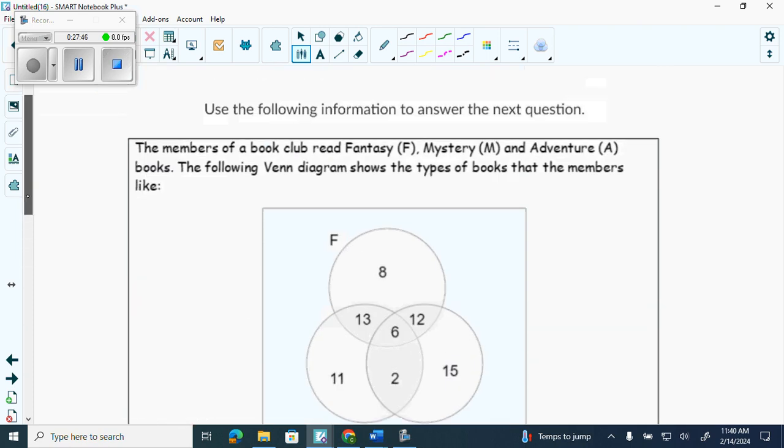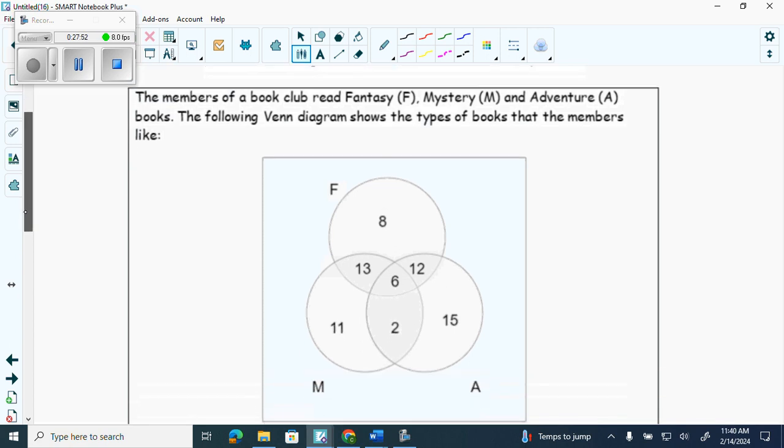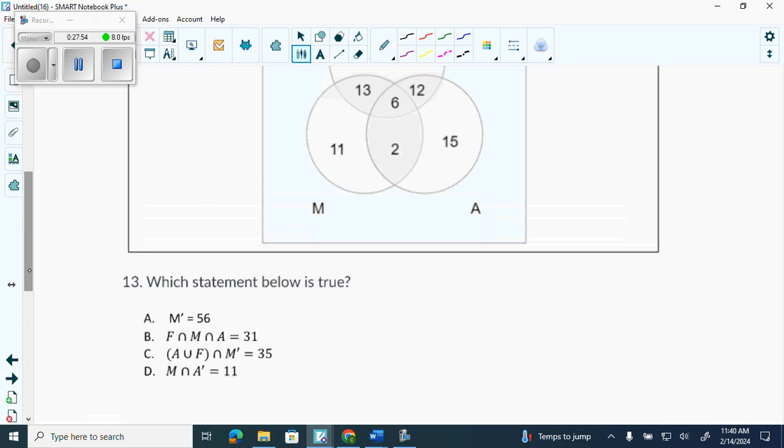So here it says, let's read again. The following Venn diagram shows the type of books the members like. So, F and M and A. Is that true? F and M and A is 31? No, F and M and A is 6. It's the middle.